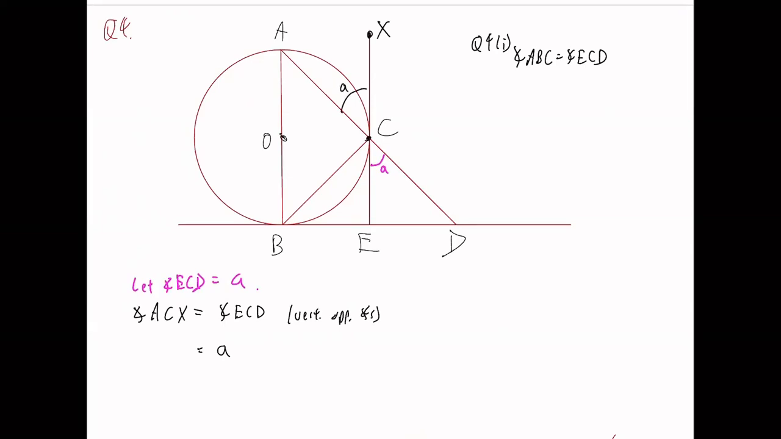Good. So what else do we know? We also know that this angle ACX. Maybe it's better if I present it this way. Angle ECD, I'll start off with that, is equal to angle ACX, which is originally equal to A. But then this angle ACX here is actually equal to angle ABC. Do you know the reason why?